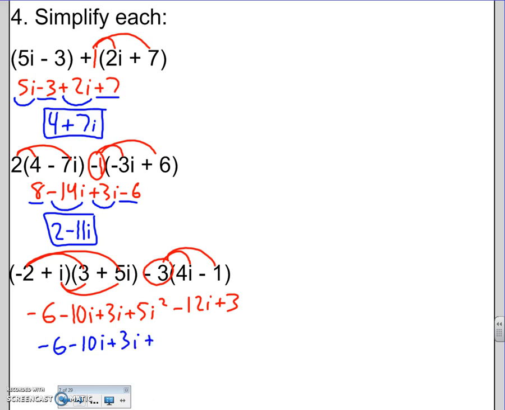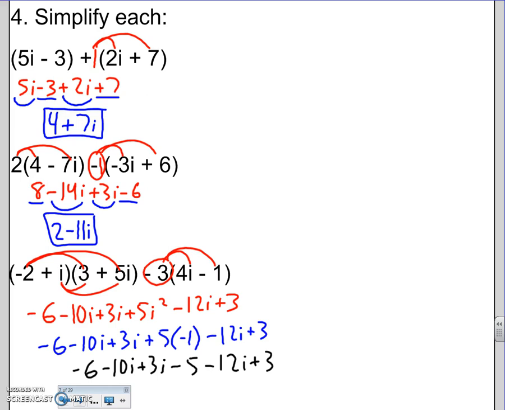You could actually combine already if you want. That's a -1. I fix it, so let's see. This is -6 minus 10i plus 3i minus 5 minus 12i plus 3. Combine like terms, combine carefully.